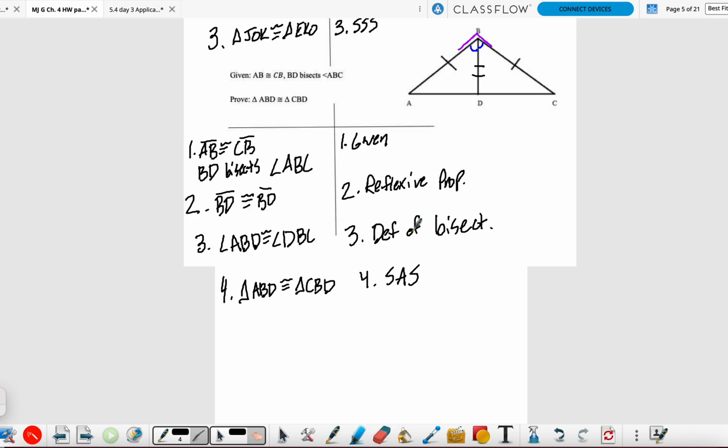Please note also that if you did these two steps in reverse order, that's totally okay. They're not dependent on each other. So you could have had definition of bisect as your second reason and reflexive as your third. That'd been totally fine.